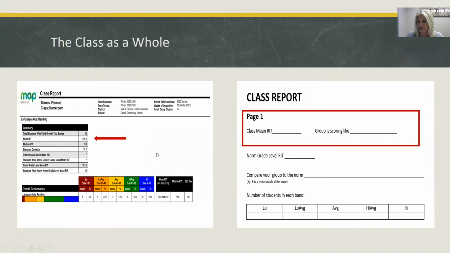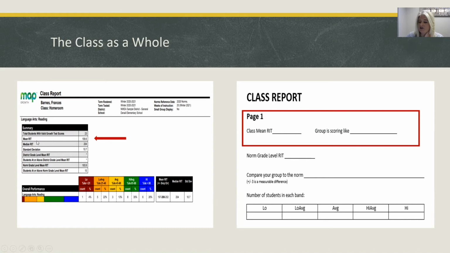So what you see here again is page 1 of the class report, and then this is the beginning of that graphic organizer that I have supplied in the portal. We're going to start right up here at the very top, and you see it says page 1. We're going to start by looking at the class mean RIT. I want to know, how is this class performing as a whole? How is the group of students doing all together? If you notice that there's this red arrow over here on page 1, it's pointing to this box with the gray and white shaded rows. You can go through and look to see how many students were tested. There were 23 students tested.